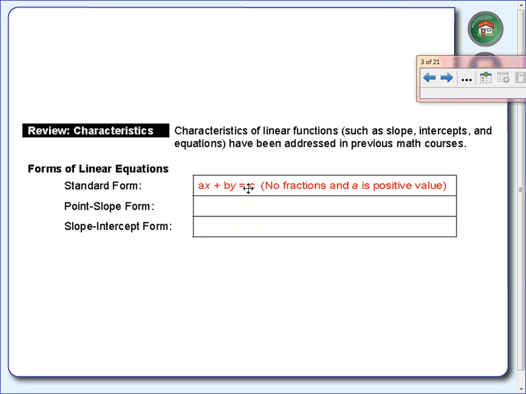A has to be a positive number, and no fractions. That is for standard form.